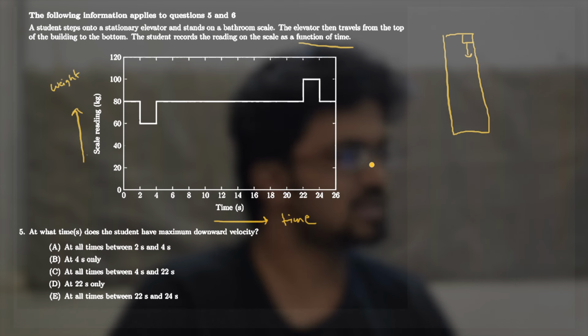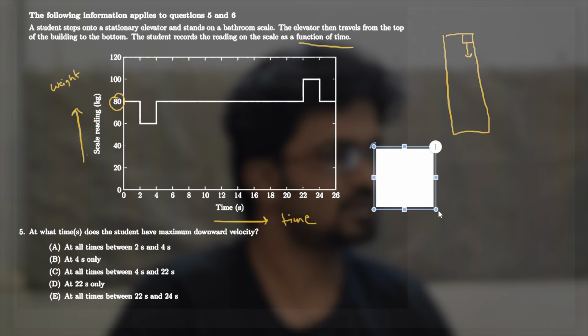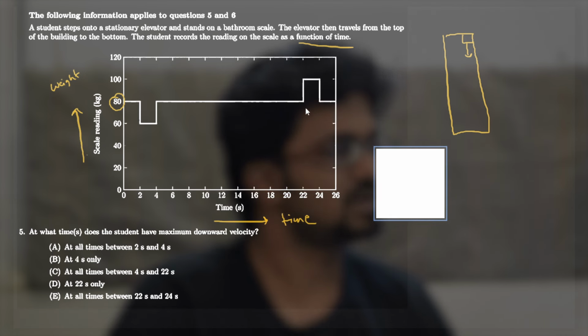So first it appears that the weight was 80 kg, that was normal at rest frame of the observer in the elevator. So let's understand the concept of what happens to the weight of an observer depending on the elevator's movement. So let's suppose that this is a lift.